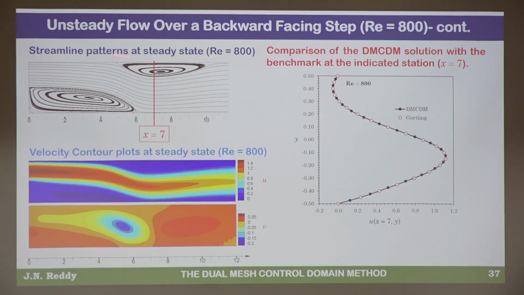So you can see at any point you can look at the flow pattern, and this is the velocity pattern at x equal to 7 along this. You can see this is compared with the finite element solution in this book that I have written with Gottling, which has that solution.